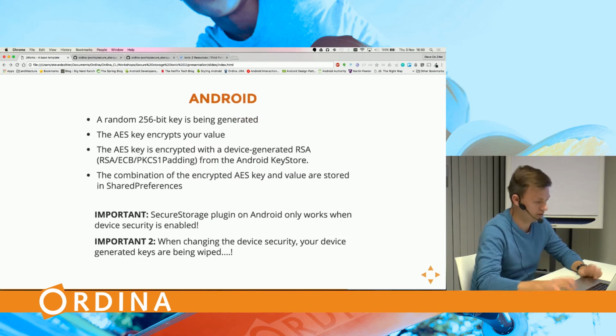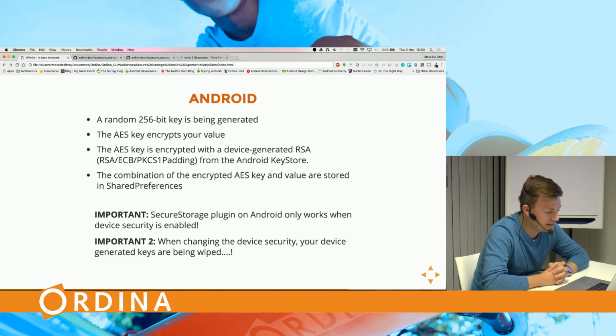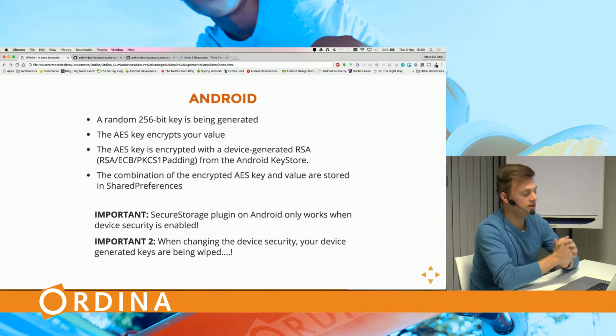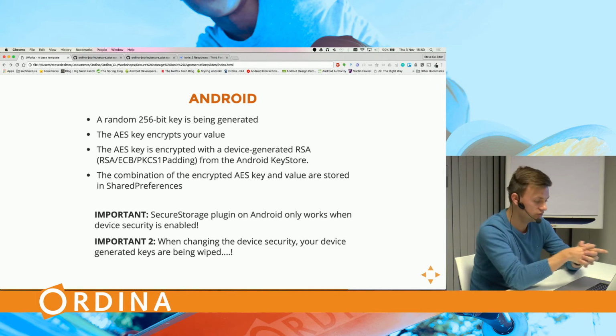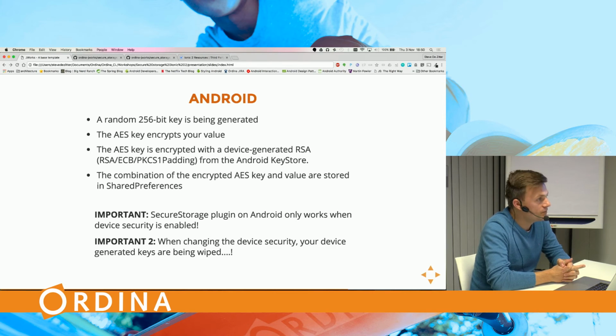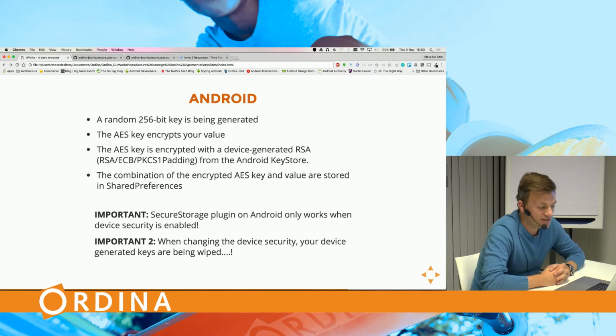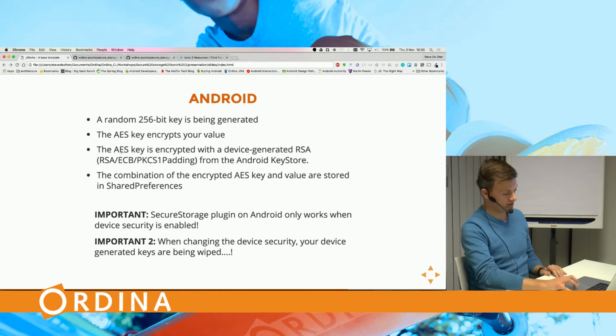How does it work? Yes, it's a bit technical, but on Android it will do a lot of things for you. So it will create a random 256-bit key that is generated, and then the AES key will encrypt your value. So if you say I want to store my password, then the 256-bit key will encrypt that my password string. Then the AES key is being encrypted with a device-generated RSA key with this cipher suite from the Android key store.